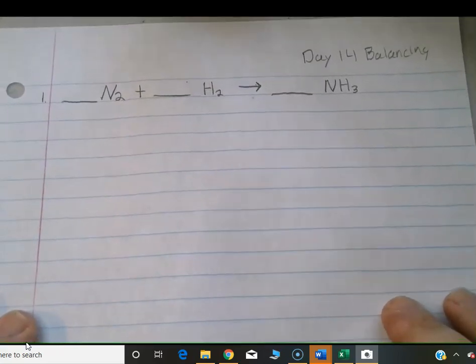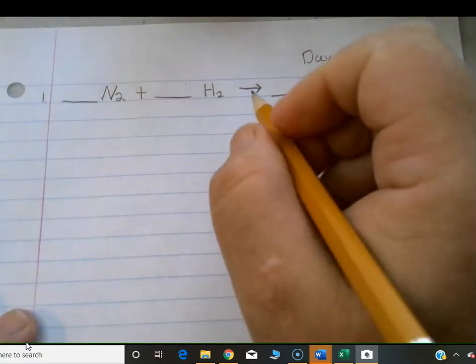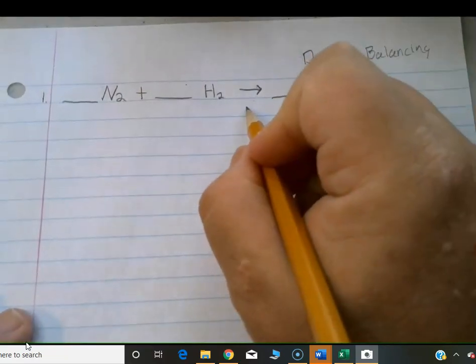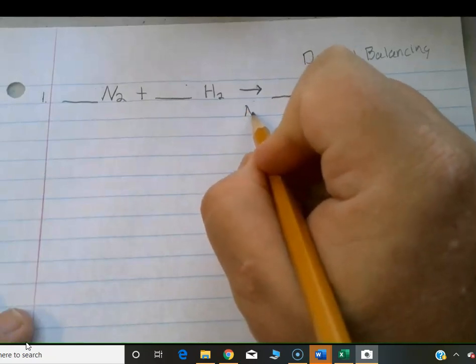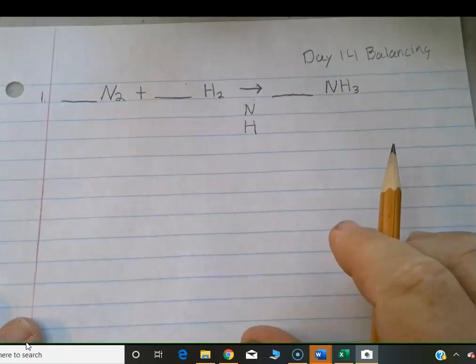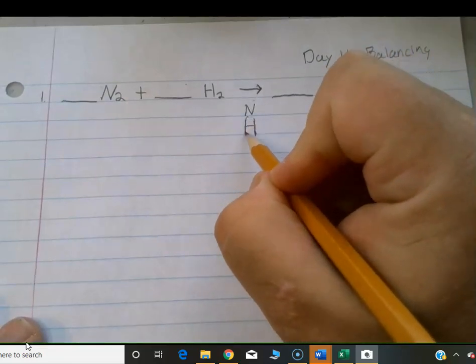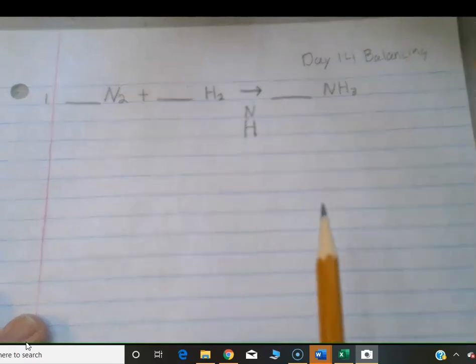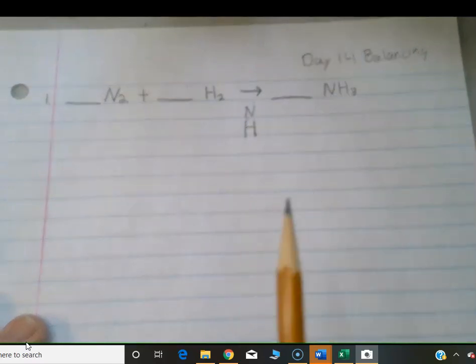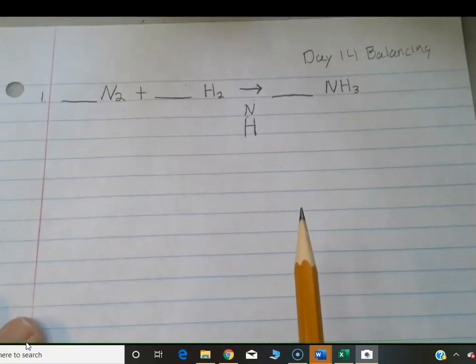Okay. So what do we look at? First thing I would like you to do is, directly below the arrow, wherever that is, write down what elements you're dealing with. So I have a nitrogen, I have a hydrogen, just two elements. Okay. And what I want to do is count how many atoms I have on each side before I get started. And in order for us to work with an equation, it has to be in balance.